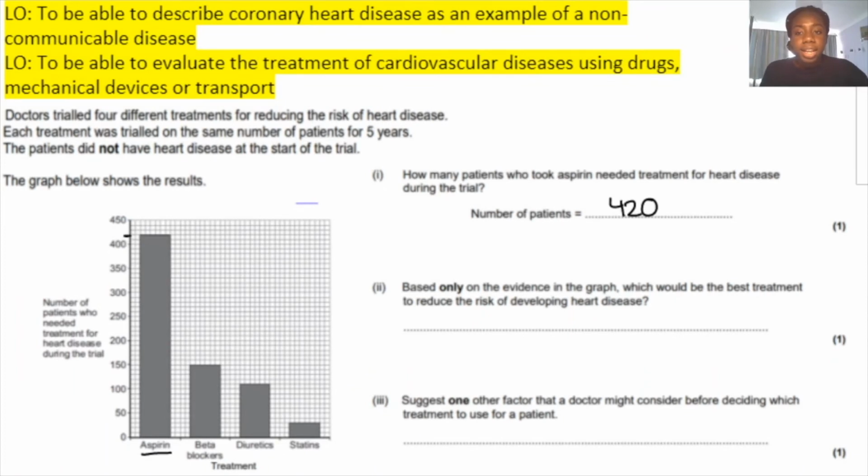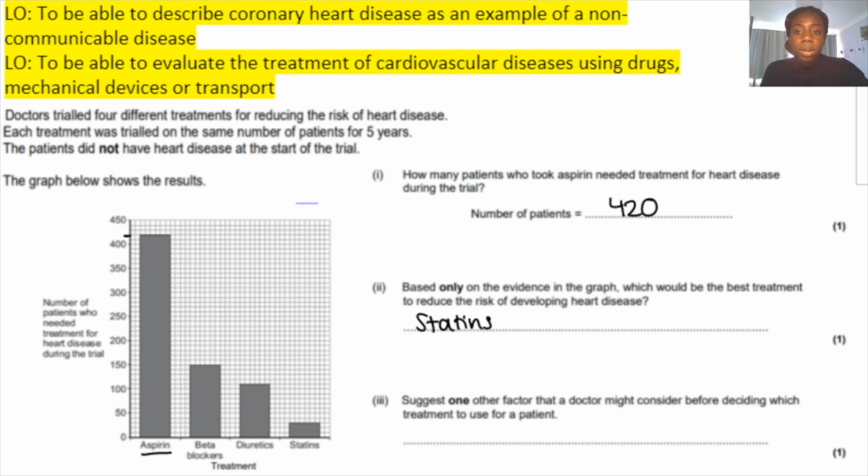The second question is, based only on the evidence in the graph, which would be the best treatment to reduce the risk of developing heart disease? So if we look at the graph again, remember that the y-axis is telling us the number of patients who developed heart disease. So if we're trying to reduce the risk of developing heart disease, we want the treatment that has the fewest number of people who actually ended up developing it. So just looking at the shortest bar, that is going to be statins.